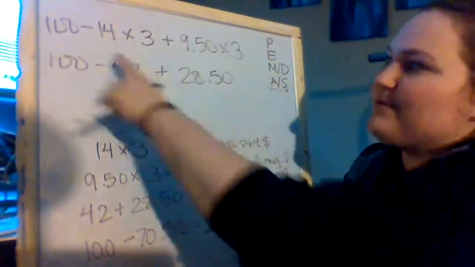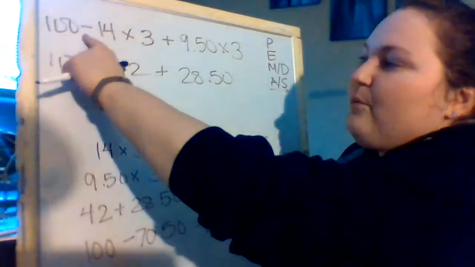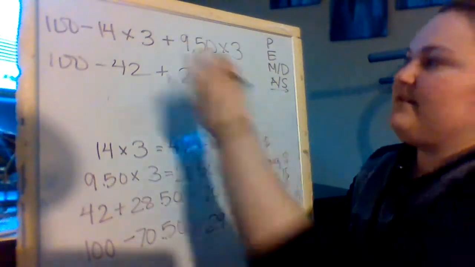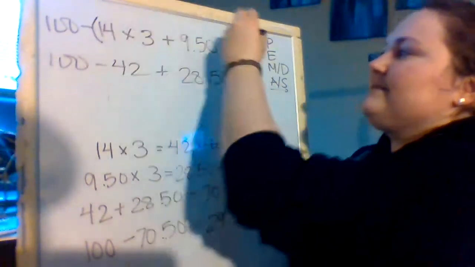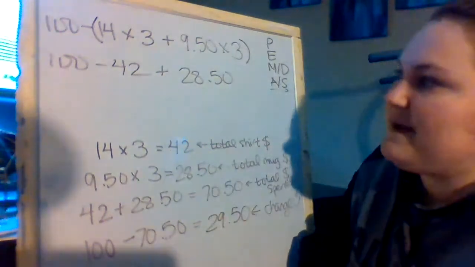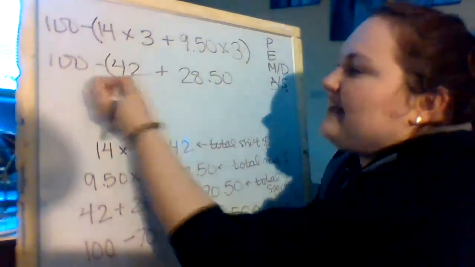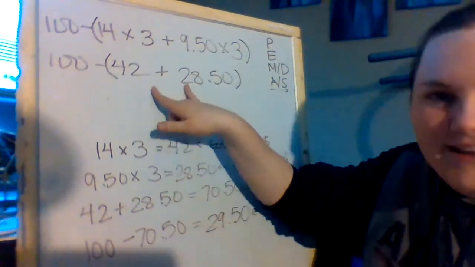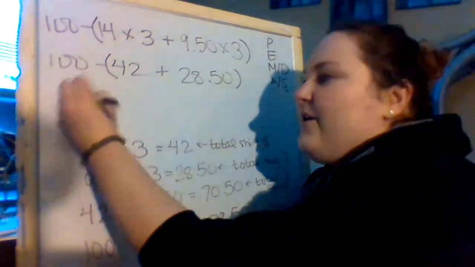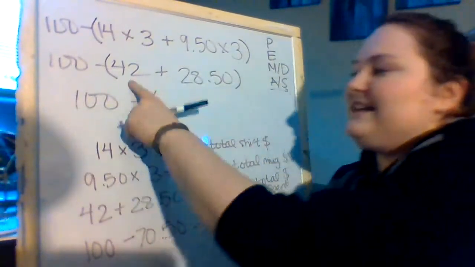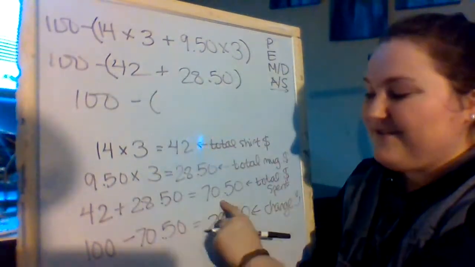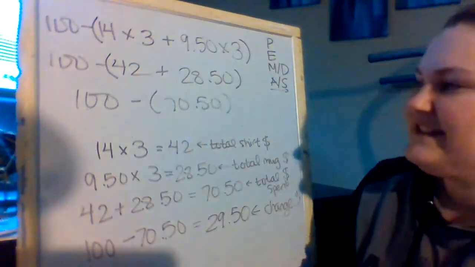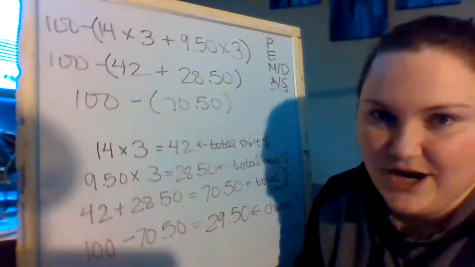So going back to our original problem, what we wanted to do is find our total amount of money spent, which we said is represented by this here. If we had had parentheses around it, then our next step would be adding here, which would then say 42 plus our 2850, like we had done before, gives us our $70.50, and then our last step could be subtraction.